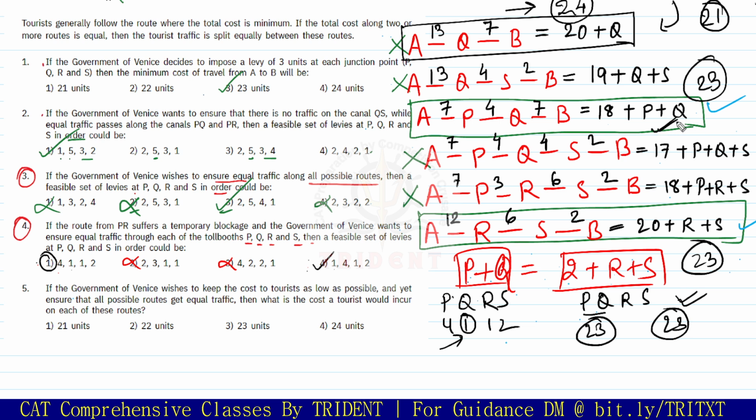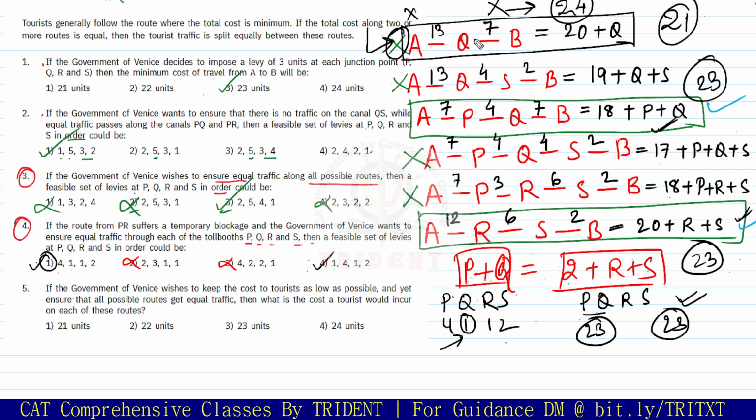These two routes I'm getting 23 rupees. This one I'm getting 24. So people will not go on this route. But with the first option, the tariff on that route will become 21. So because of that reason, people will prefer AQB and they will not eliminate.